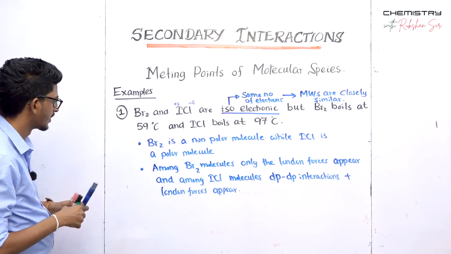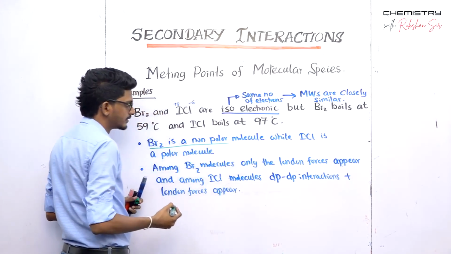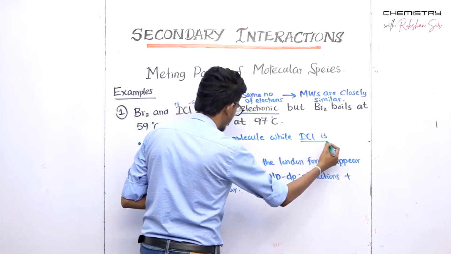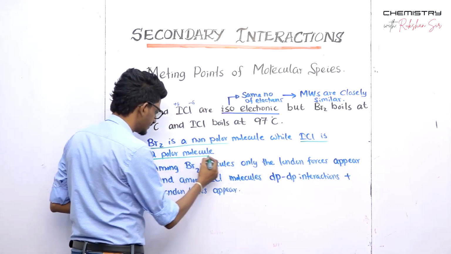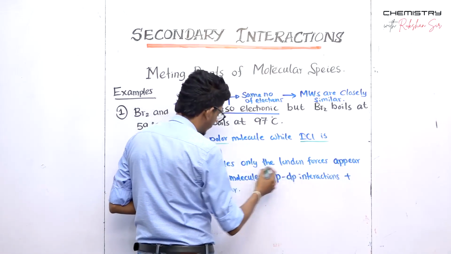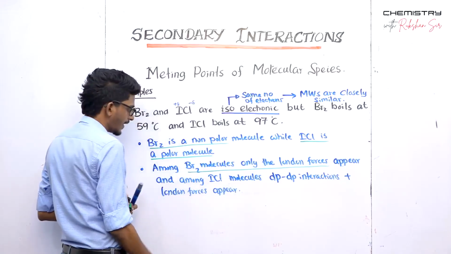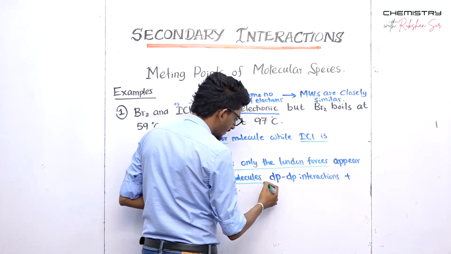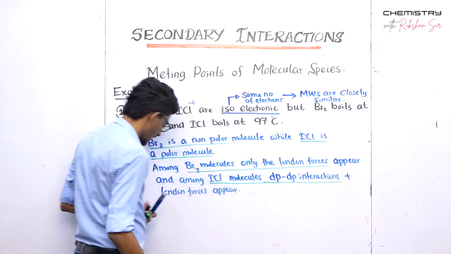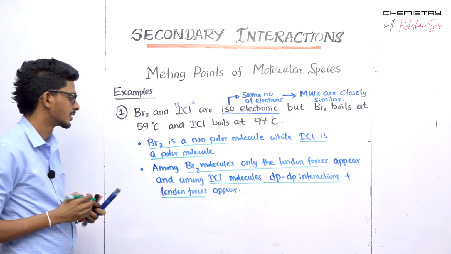Right, these are the marking points. So we have to first identify whether the particles are polar or non-polar. These are the marking points, I just mark. Then among Br2 molecules, only London forces. And ICl molecules, dipole-dipole interactions and London forces. Two marking points are there, right?